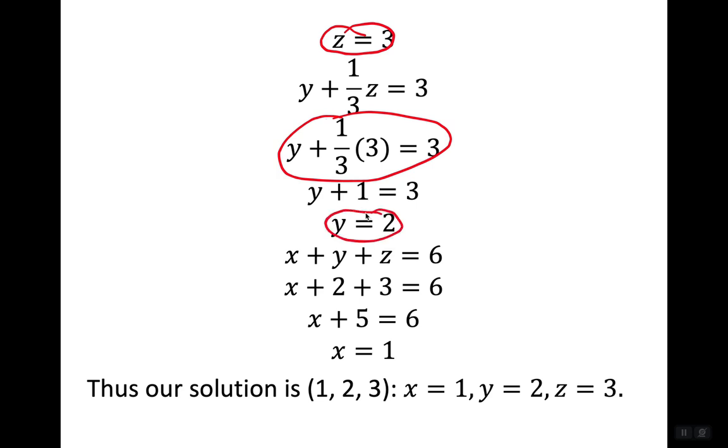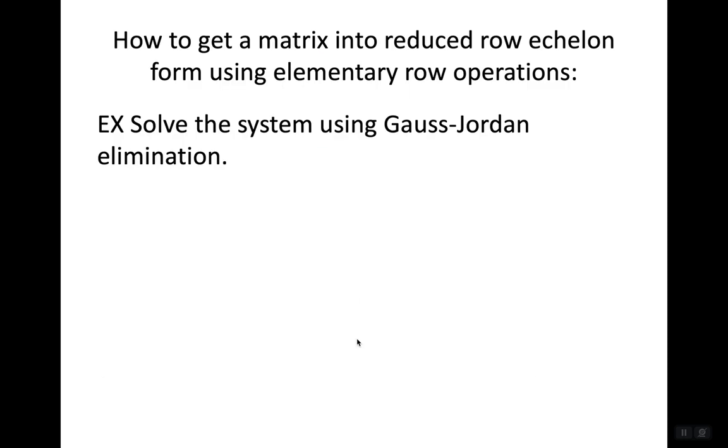X plus y plus z equals 6. Plug in y equals 2 and z equals 3, and we end up with x plus 2 plus 3 equals 6. X plus 5 is 6. X equals 1. Thus, our solution is x equals 1, y equals 2, z equals 3. Let's solve this system using Gauss-Jordan elimination.